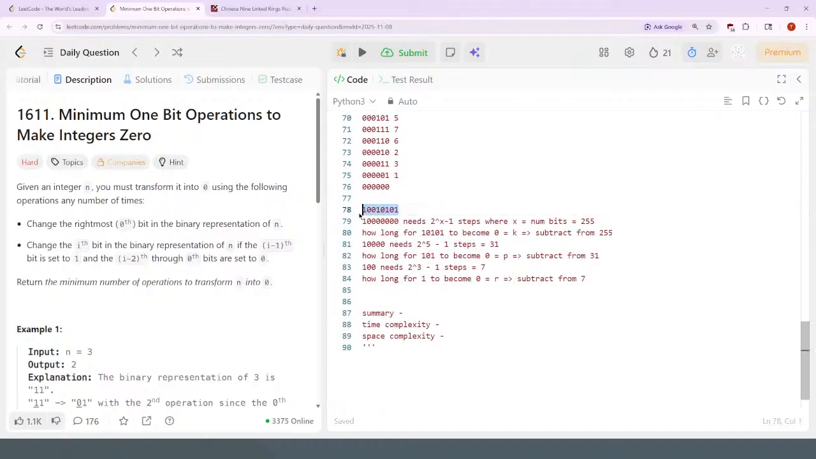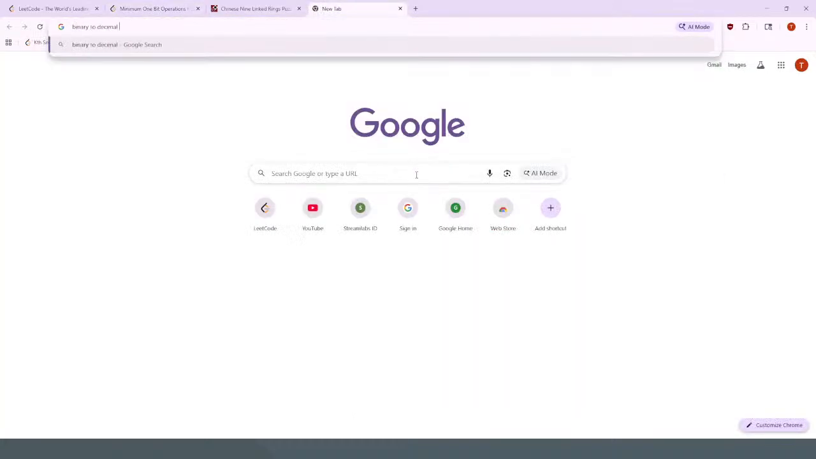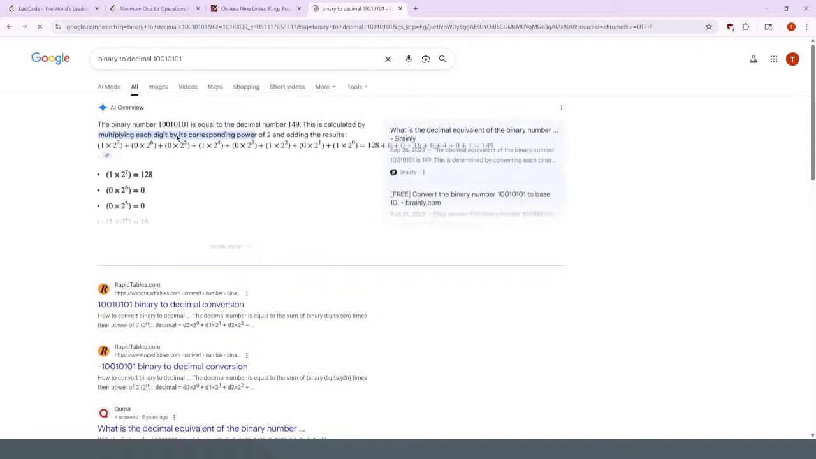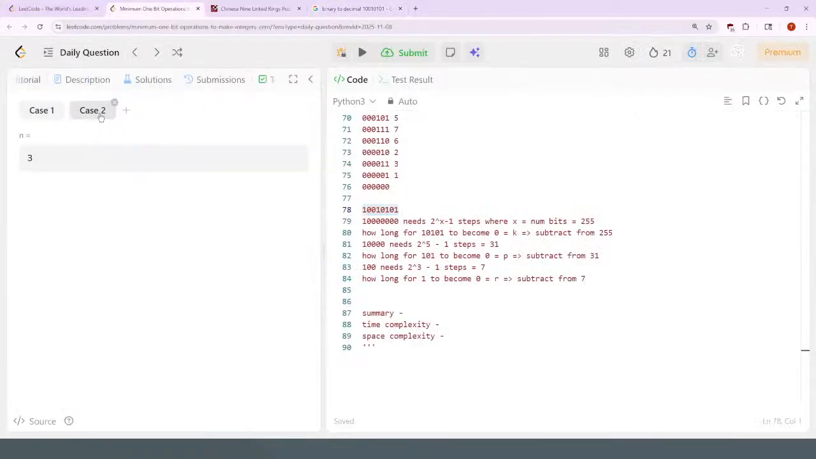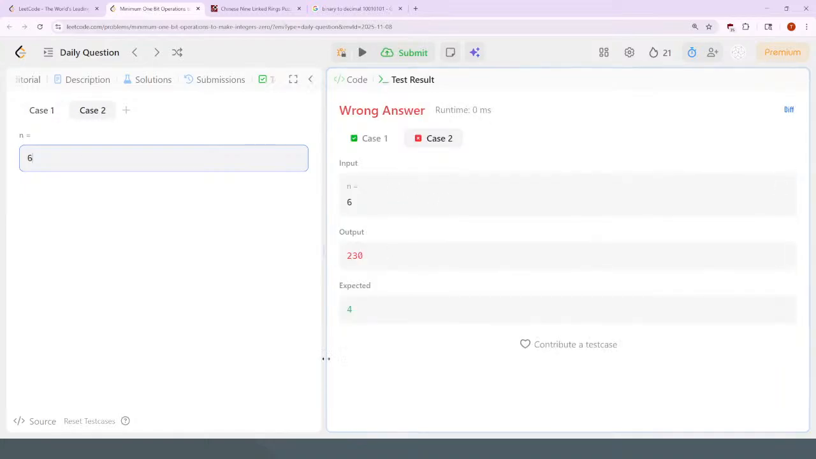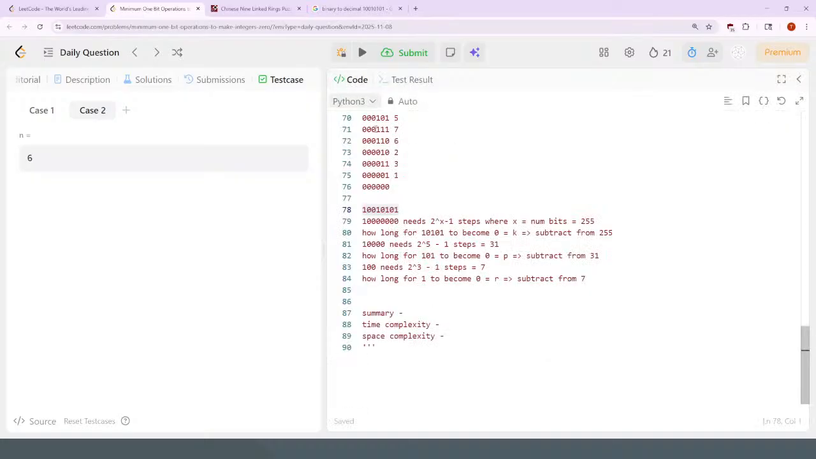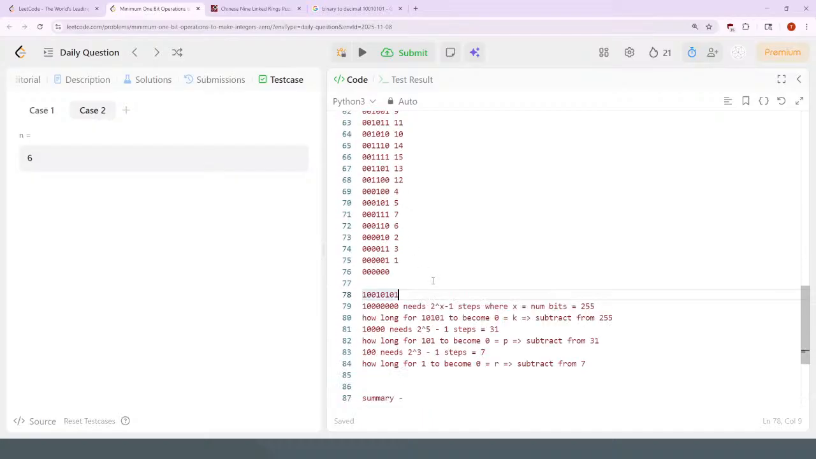What is this number in decimal? 149. Hopefully AI is correct here. To 230. Okay. I think I got the idea. Yeah, I think I got the idea.